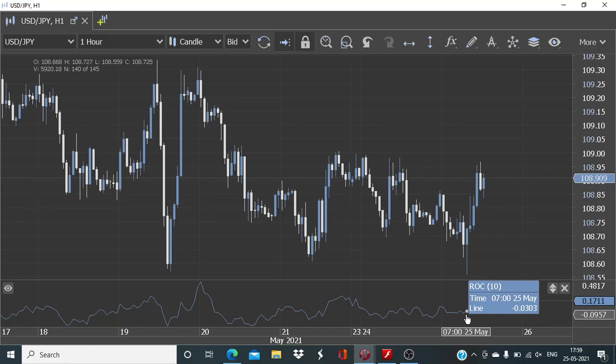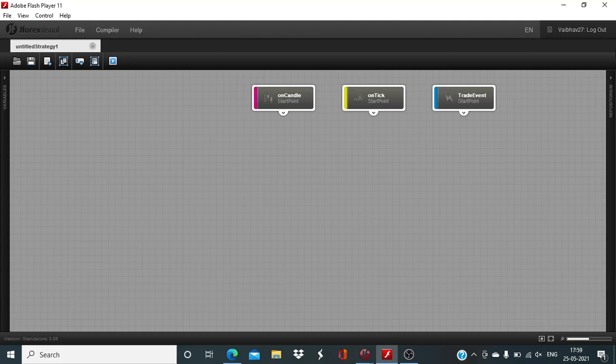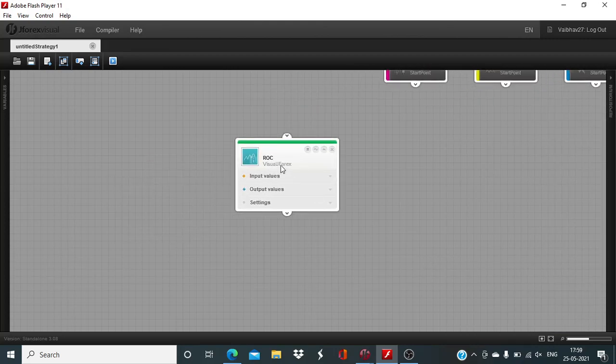I have plotted it on the hourly time frame. The instrument is USD JPY, and the default value is 10. If you take the block, this is the Visual JForex board which has been developed by Dukascopy Bank SA.